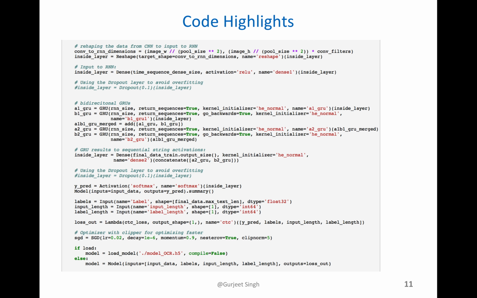So here I'm also using, as I told, that CTC loss, and then I'm using SGD as the optimizer. And it may be possible during the backpropagation that the gradient might explode. So I'm using a clip norm to basically clip off some exploding gradients.